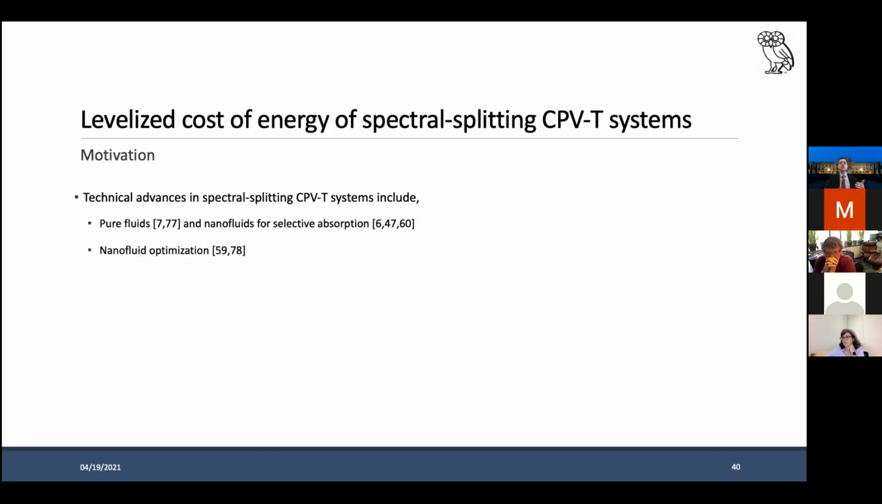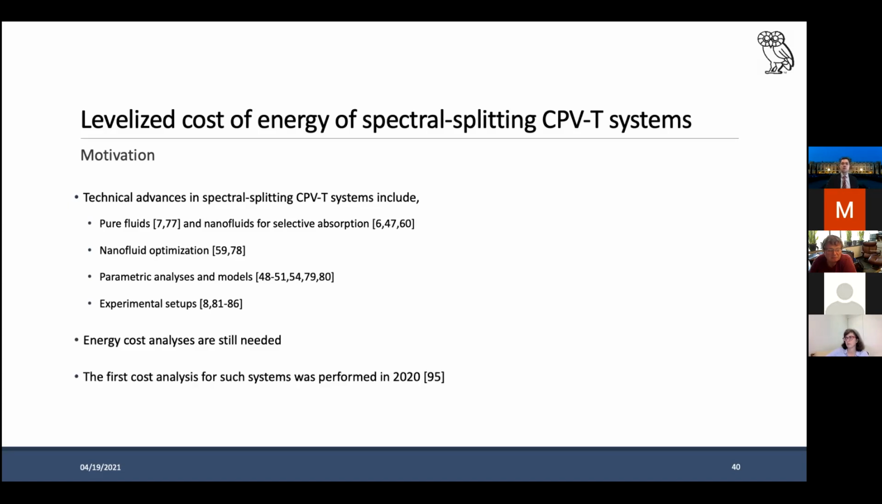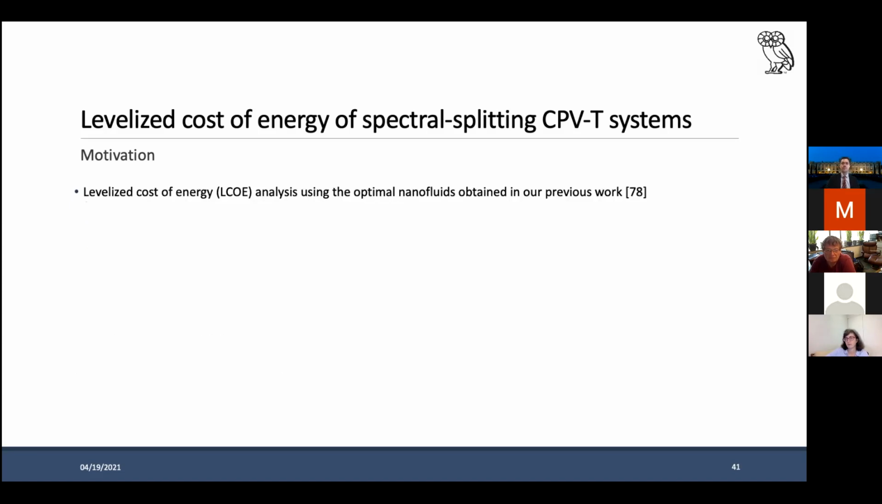From using pure fluids and nanoparticles in fluids for solar absorption, to developing parametric analyses and models for these systems, to creating experimental setups to validate their performance. However, there's still a need for cost analysis of CPVT systems. Only recently in 2020, the first cost analysis was done to evaluate the economical feasibility of these systems. So in this stage, we applied a levelized cost of energy, or LCOE approach, to spectral splitting CPVT systems using some of the nanofluids obtained in the optimization work.